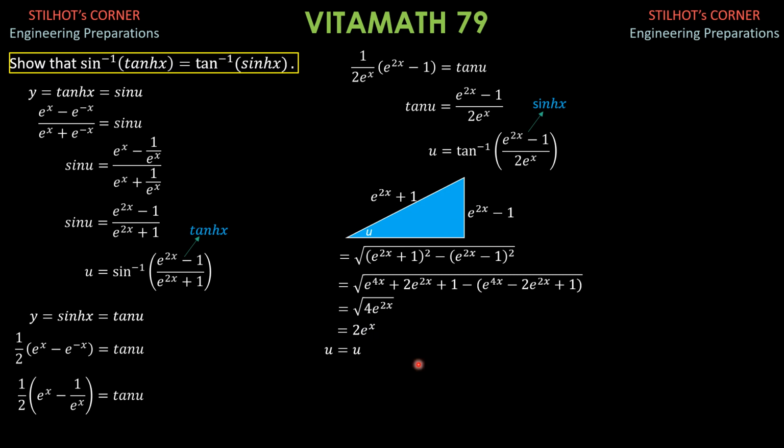So u is equal to u. That means inverse sine of tangent hyperbolic of x equals inverse tangent of sine hyperbolic of x. So we have just shown that tangent of u is opposite, which is e to the 2x minus 1, over this adjacent side, which is 2e to the x. So inverse sine of tangent hyperbolic of x, therefore, is inverse tangent of sine hyperbolic of x. So that's it for this video.